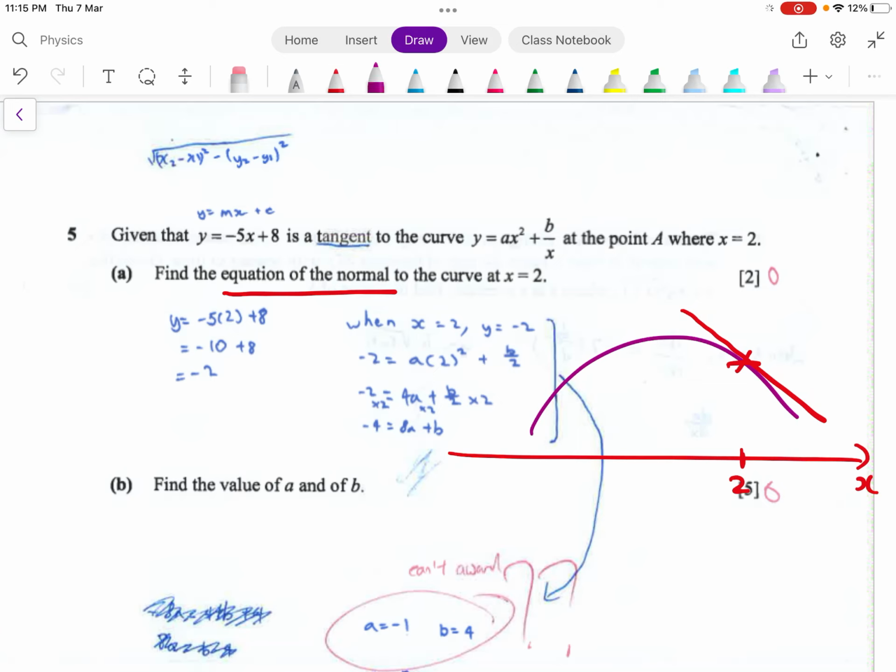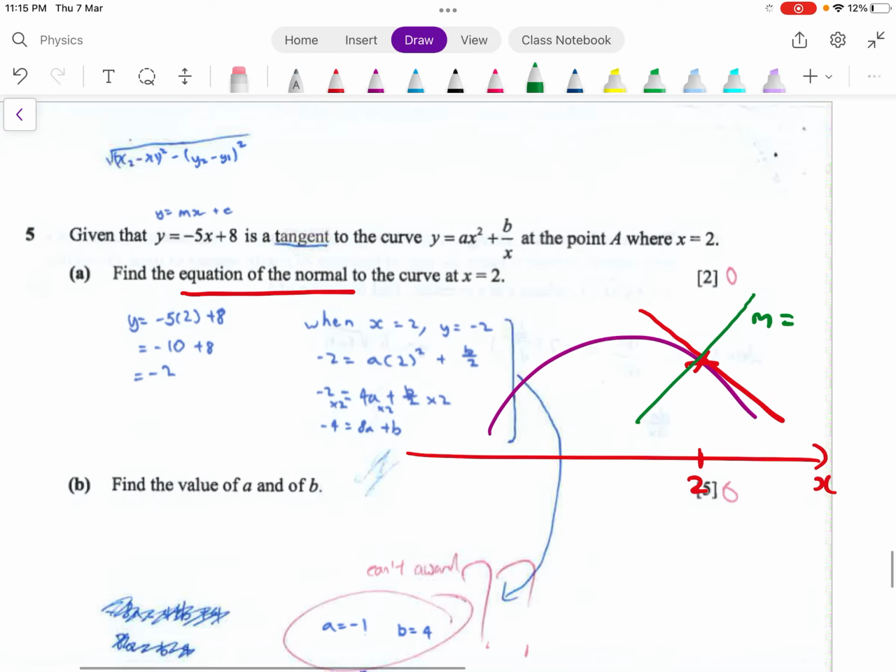If I want to determine the gradient of the normal, the gradient is equal to 1 over 5. Because remember your coordinate geometry: if my gradient of the tangent is negative 5 over 1, the gradient of the normal, you simply flip and change sign. After I determine my gradient of the normal, it is y equals 1 over 5x plus c. What I need to do now is find the c.